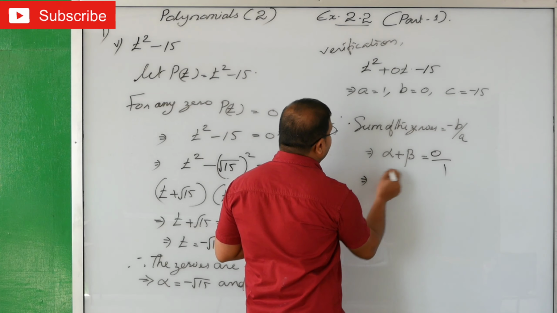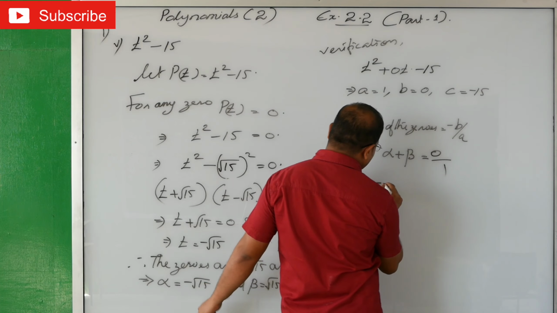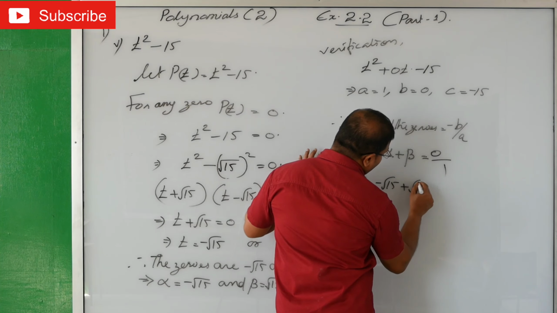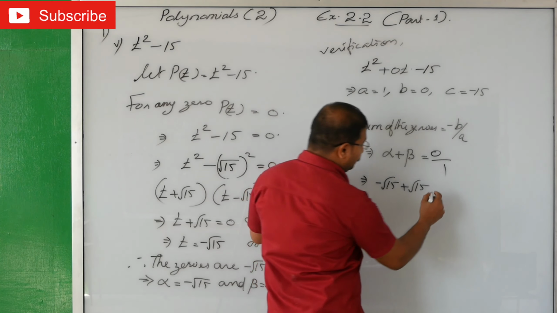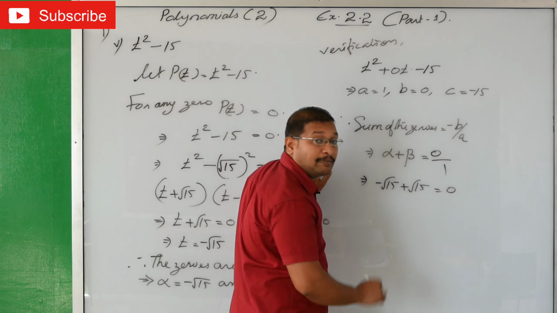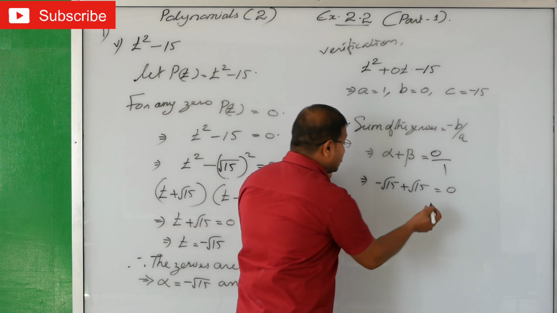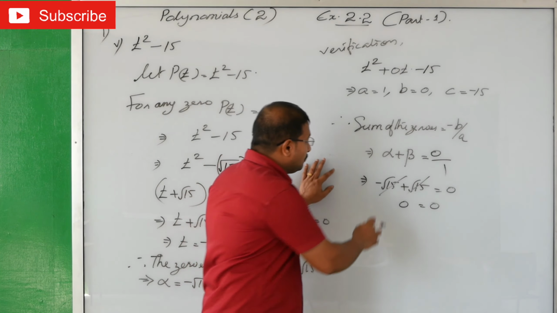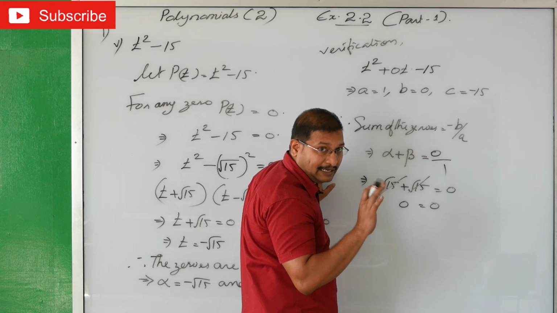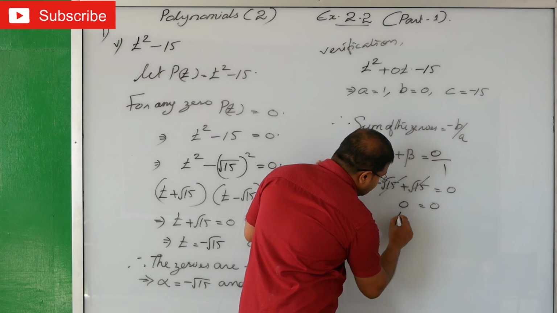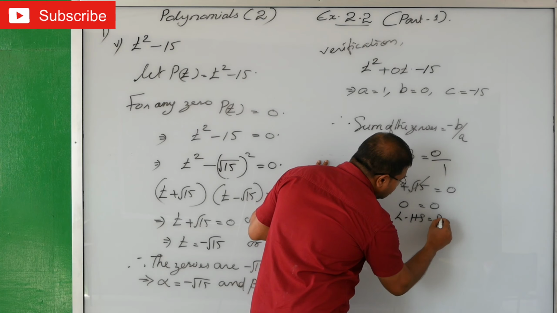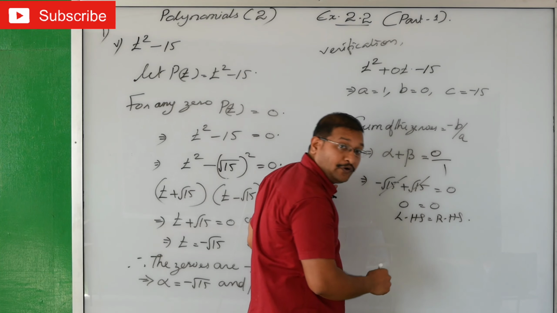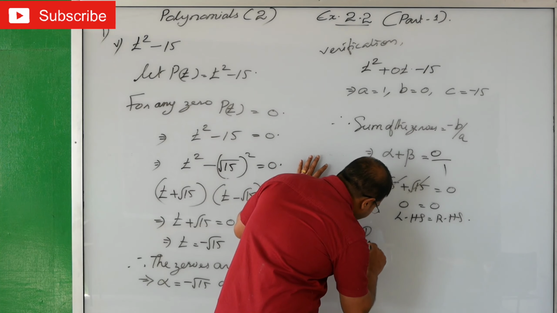Sum means these two will add. See, minus root 15 plus root 15 equals 0. Plus and minus of the same term, what you will do? Will cancel. That means what you will get? 0 equals 0. See, minus root 15 plus root 15 will cancel. That means you will get 0. That means LHS equals RHS. Now we will go for product of the zeros.